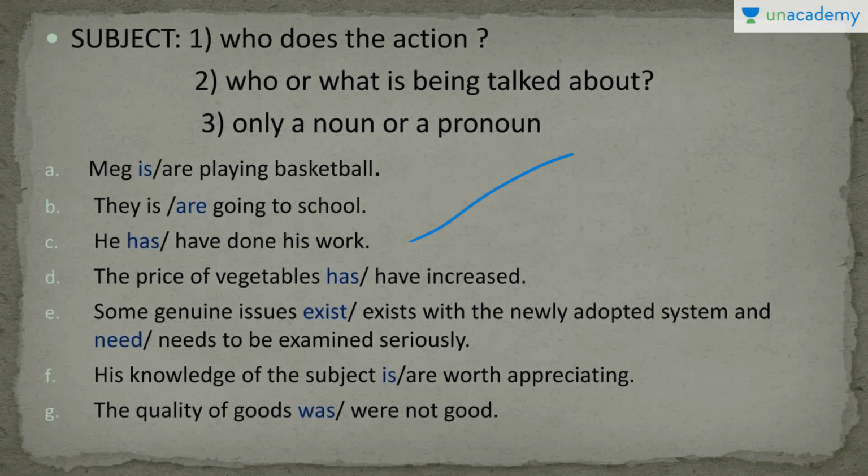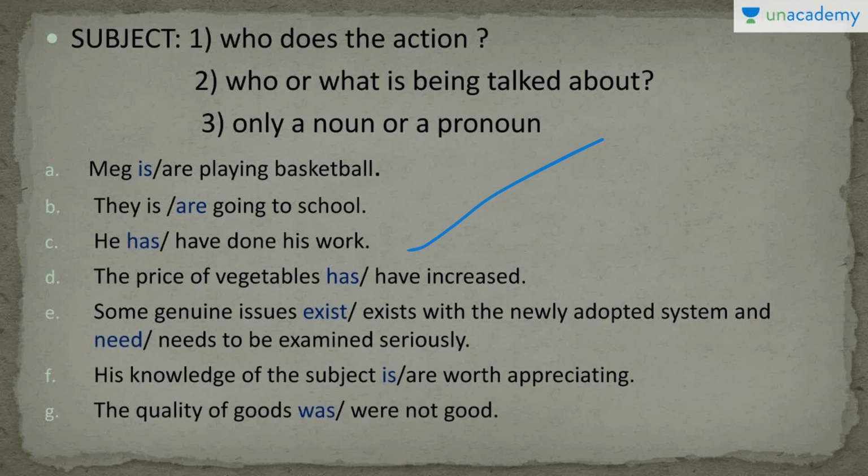Third, he has or have done his work. Again, there's an action, done. Now, who has done? He. So, he is the subject, and I know he is a third person singular subject, and every third person singular subject takes a singular verb. So, I have to choose a singular verb, and between has and have, has is singular, therefore, the correct sentence would become he has done his work.